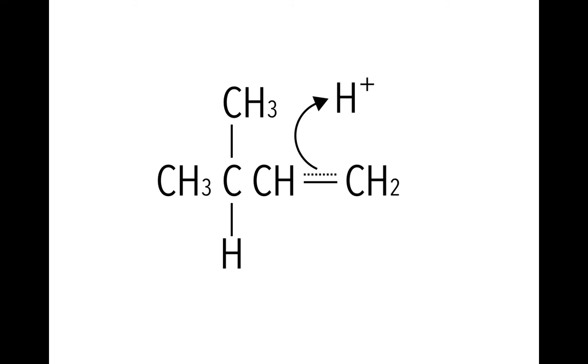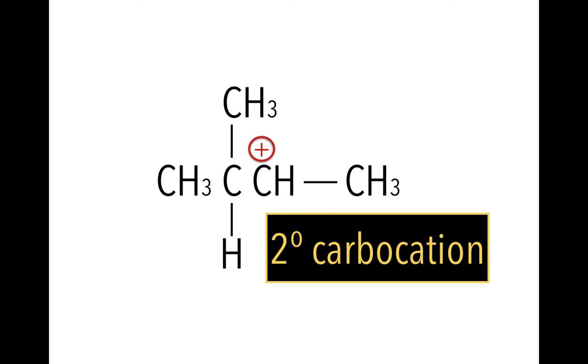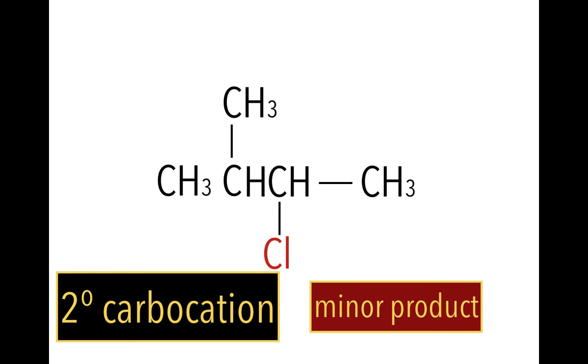So the hydrogen will first take the electrons from that double bond. It will take those electrons, and when it does, it creates a methyl group at the end and a positive charge on our second carbon. Okay? Now, from here, you can predict where the chlorine will attach, and it will attach to that positive carbon. Okay, so from that second degree carbocation, you will create a minor product.